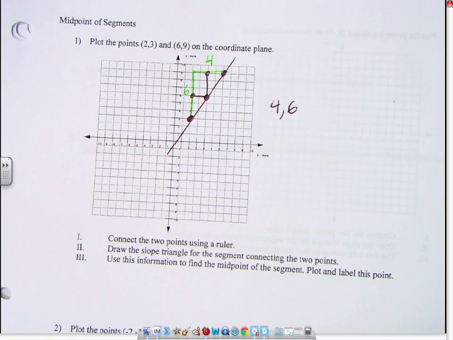How are we feeling about this? Is it always going to be the opposite of the slope? It may or may not be. Let's try some more before we come to that conclusion. All right, are you ready to try another one, or do we need another minute?